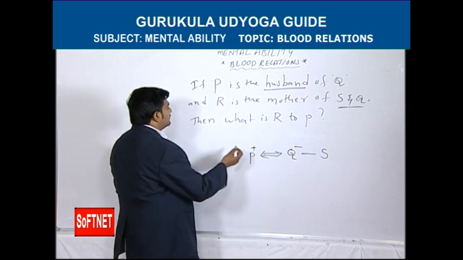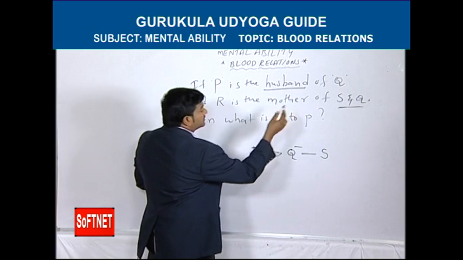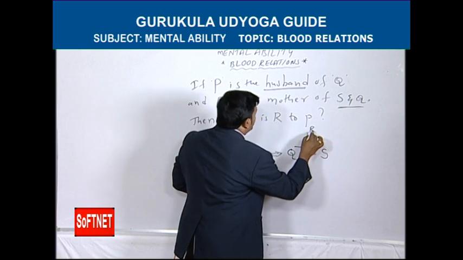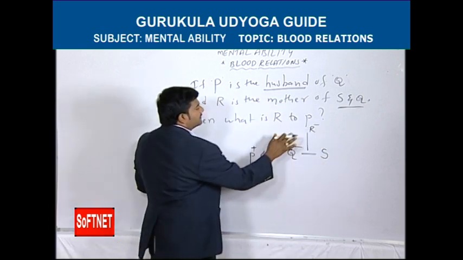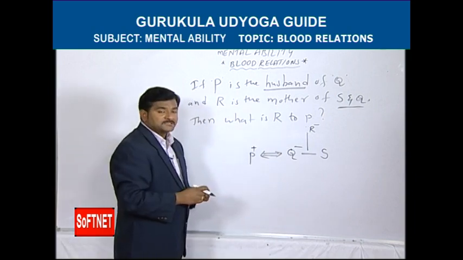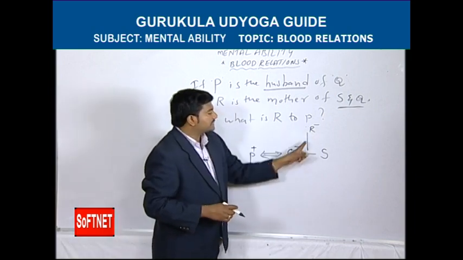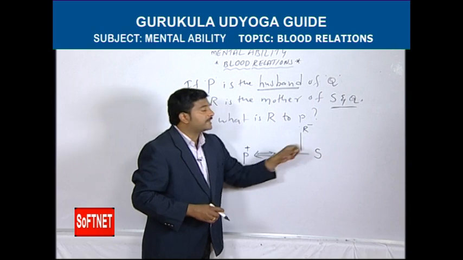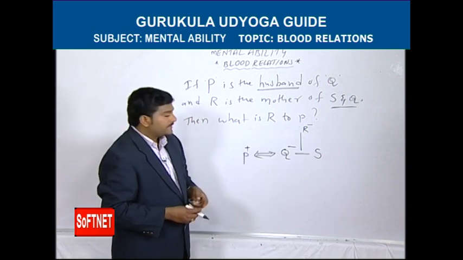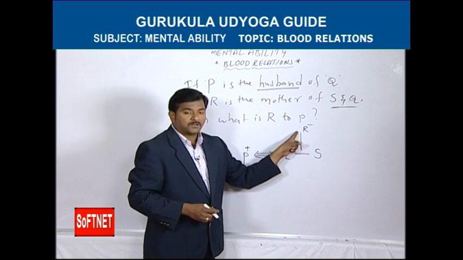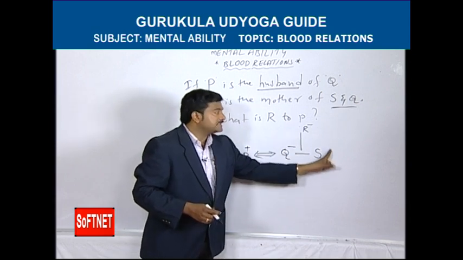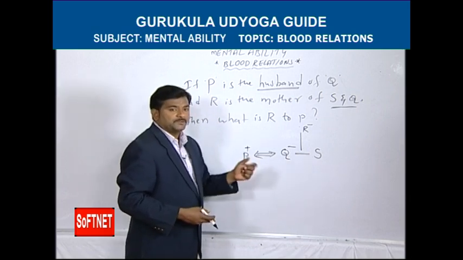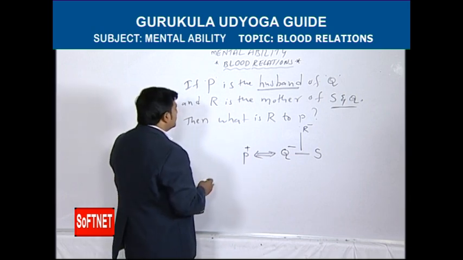One thing is given: R is the mother of S and Q. For these both, who is R? R is the mother, so we can write female gender. Now R is the mother of S and Q, so indirectly Q is the daughter of R and S is the child of R. Because I don't know S's gender, he may be a daughter or son.